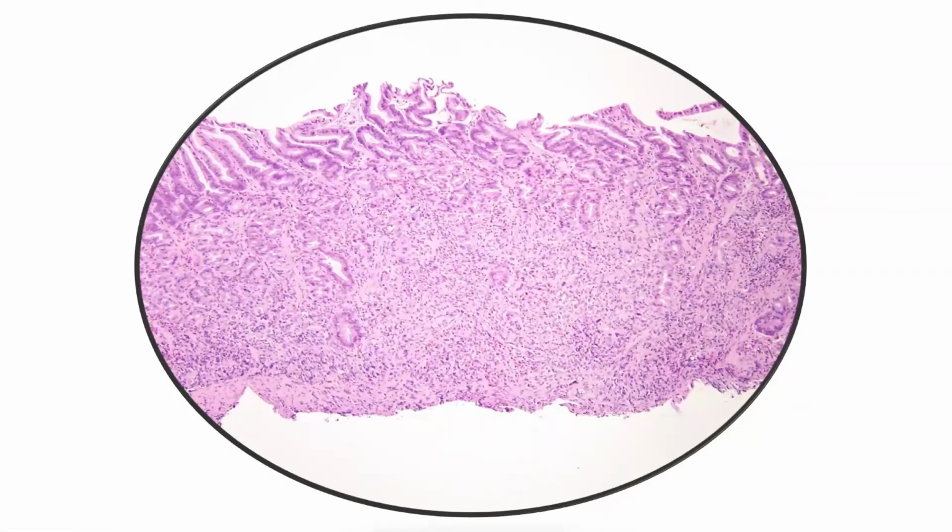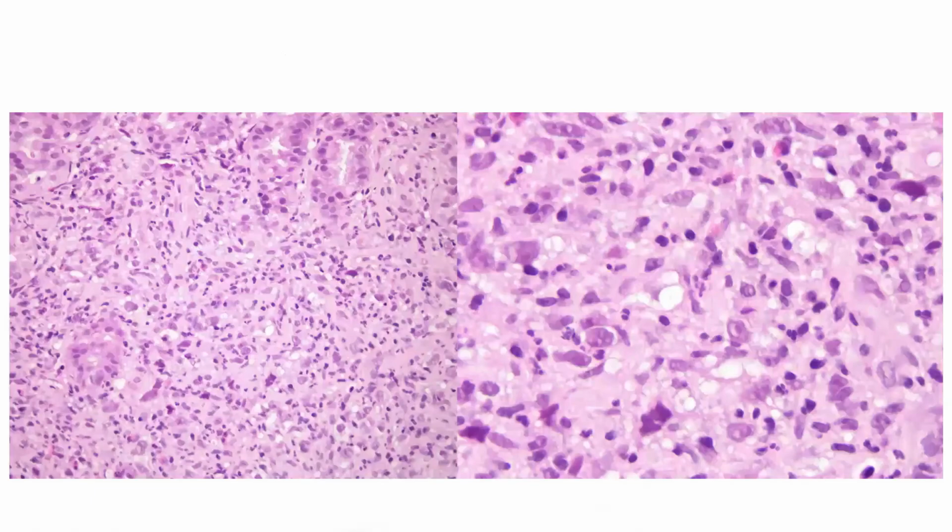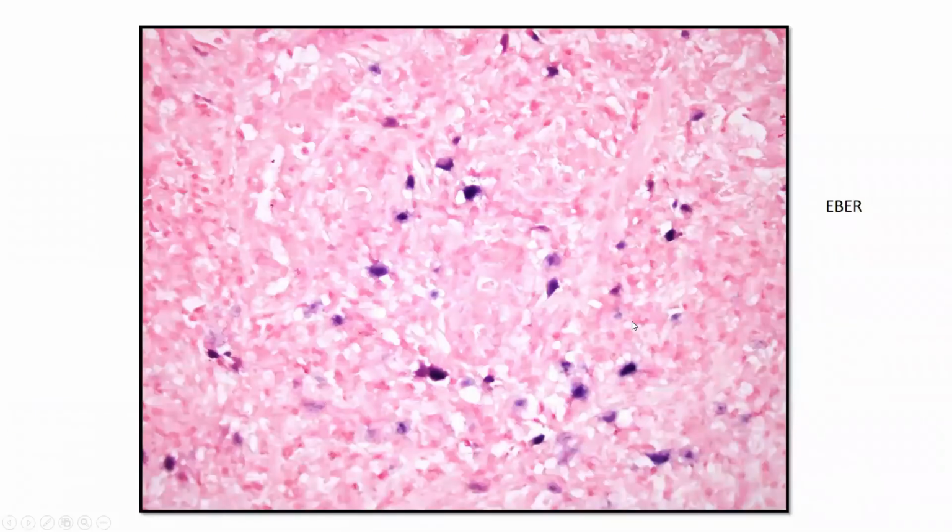And this is an example of EBV gastritis showing this lamina propria expansion by this monocytic response, as you see here, but also notice the background is not only lymphocytes or monocytic cells, but you have a peppering of neutrophils also, and that should be your clue. And it's nicely positive on the EBER.